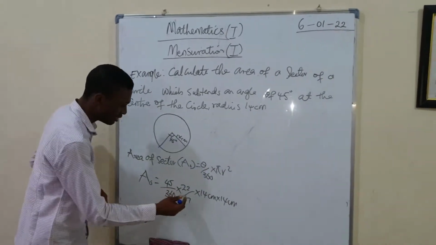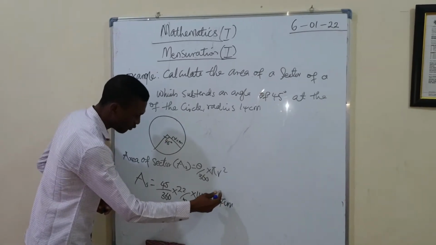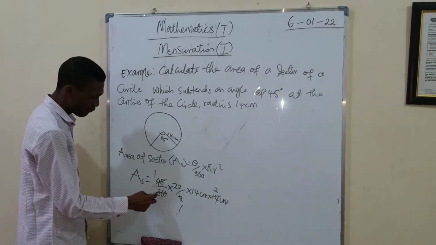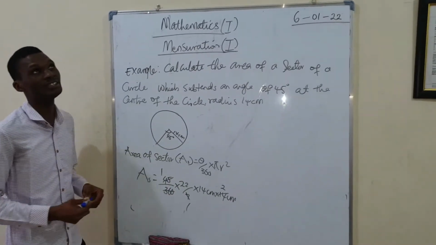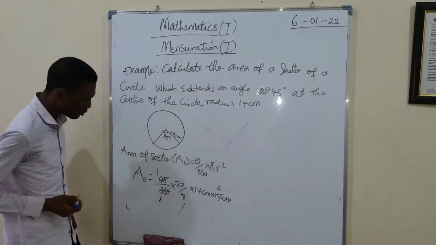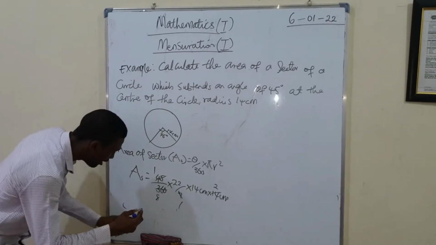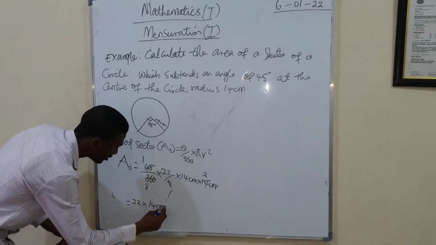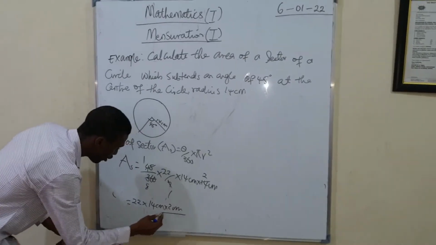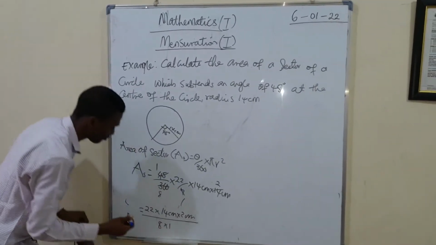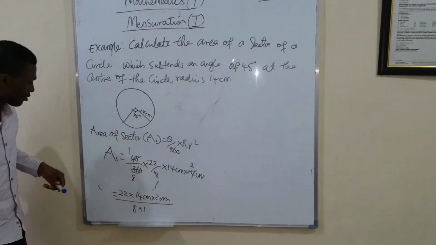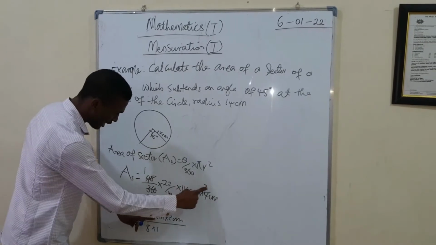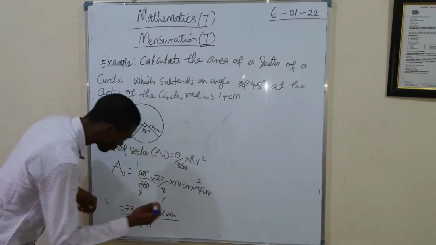Now we can cancel out. 7 into itself is 1. 7 into 14 is 2. 45 into itself is 1. 45 into 360 is 8. Yes, 8 times. So what do we have left? We have 22 times 14 cm times 2 cm, then all over 8 times 1. That is 1 times 22 times 14, then times 2, all over 8 times 1.